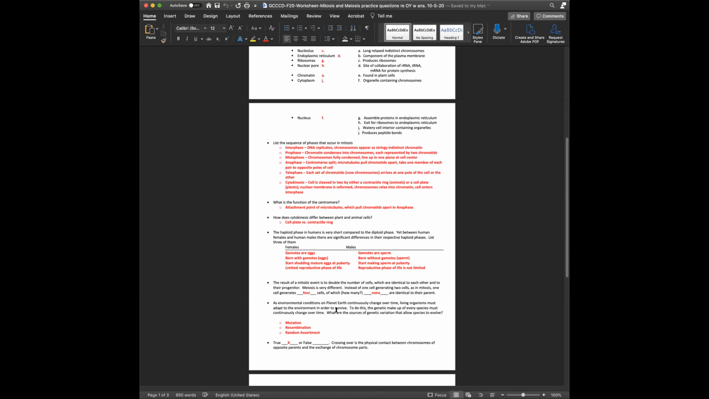The next question is a fill in the blank. The result of a mitotic event is to double the number of cells which are identical to each other and identical to the progenitor. I keep saying that over and over again because you need to remember it. That's mitosis. Double the number of cells, they're identical. Meiosis is very different. Instead of one cell generating two, as in mitosis, one cell generates, fill in the blank, 4, of which how many are identical to their parent? None. Each is different.